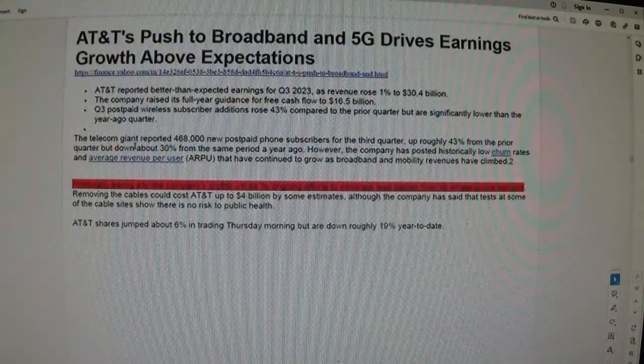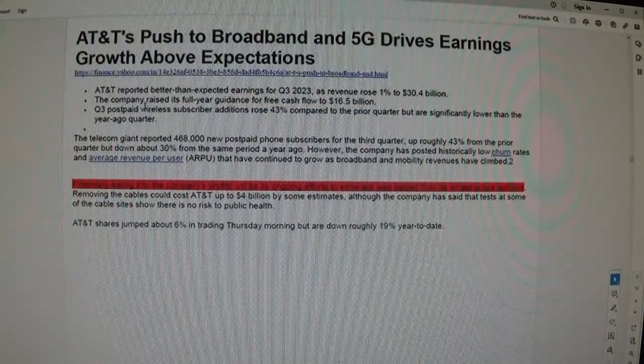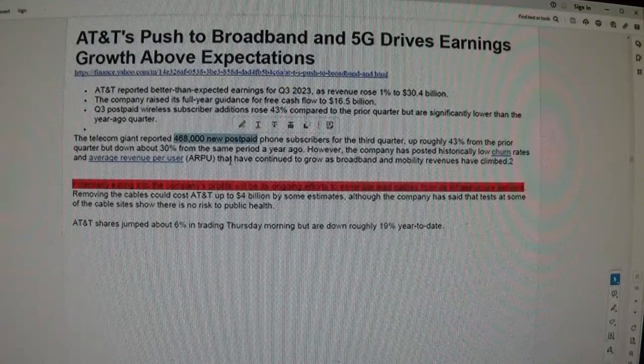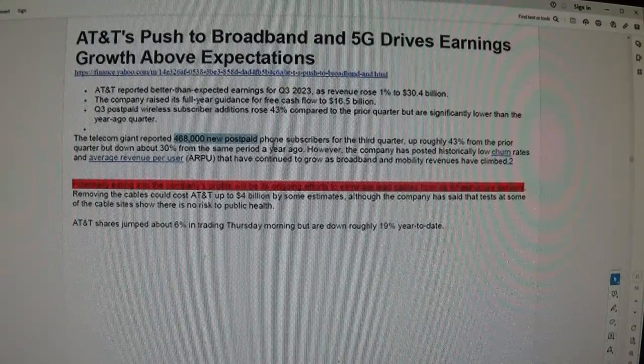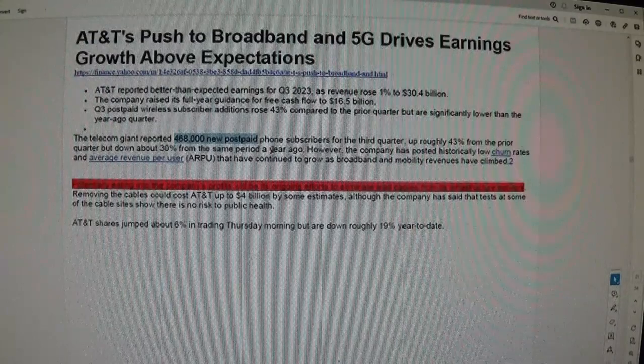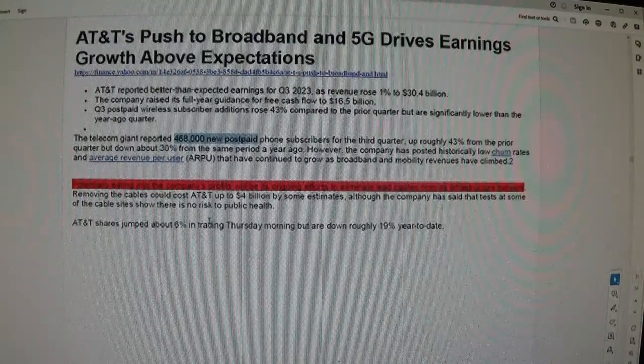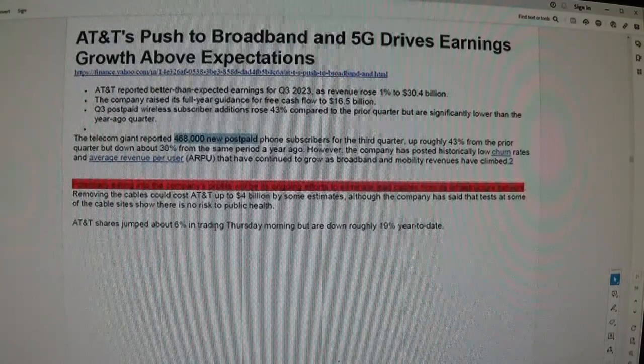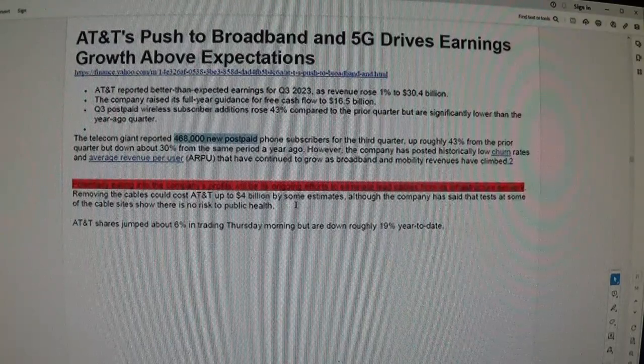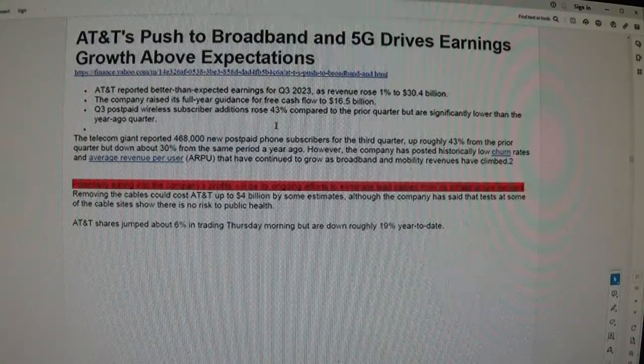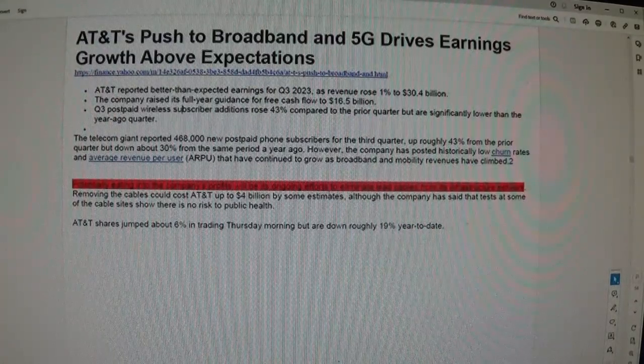It's a good reason. Okay, so what they said in this report was they're actually gaining some 468 new postpaid phone subscribers. That's great. We were afraid they were losing all their customers to T-Mobile, but they're also doing real good with their internet offerings. So they're actually offering 5G internet and regular internet through the lines. They also said that their future projections for earnings, the company's profits, will be better.